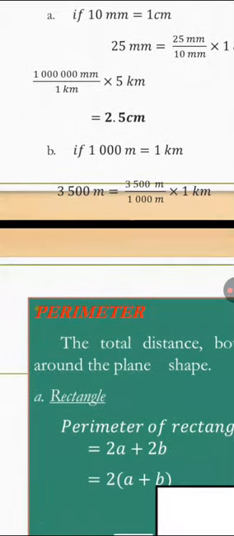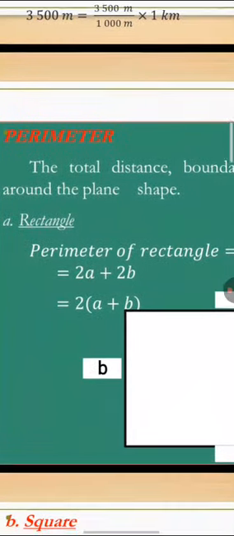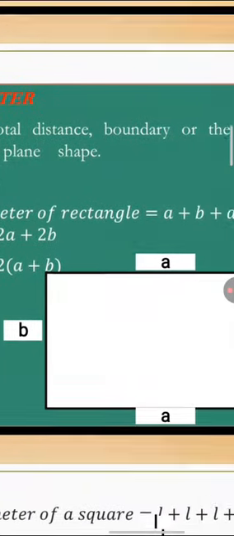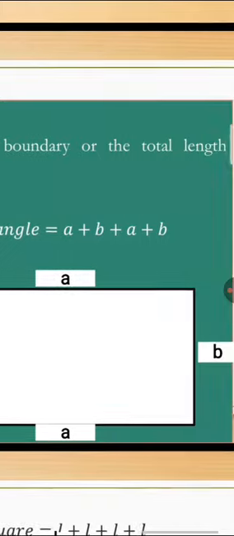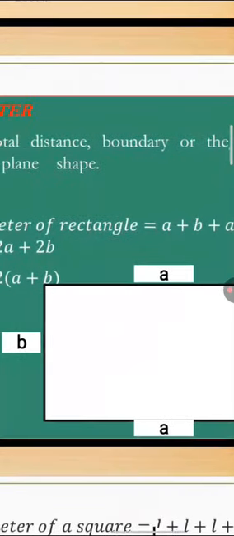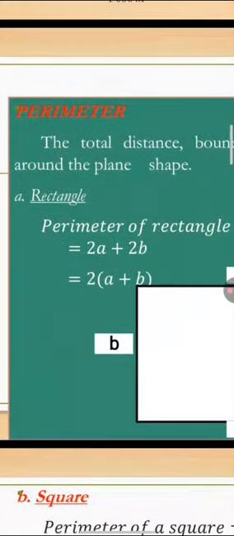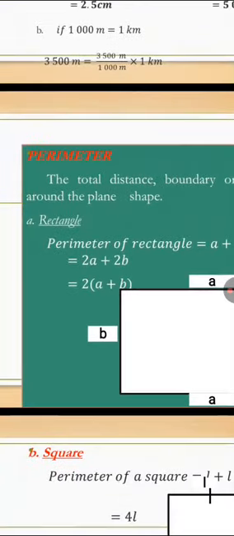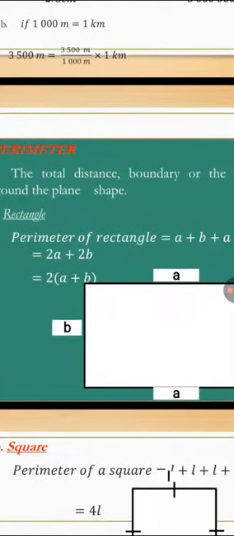Good. So now perimeter. Like I said, perimeter is a name given to total distance, boundary, as you can see here, or total length around the plane shape or around the field. That is when it is physical, in reality, around the field. It can be a football field, a farm field, or whatever field that you have. You just calculate that way. The name is perimeter.